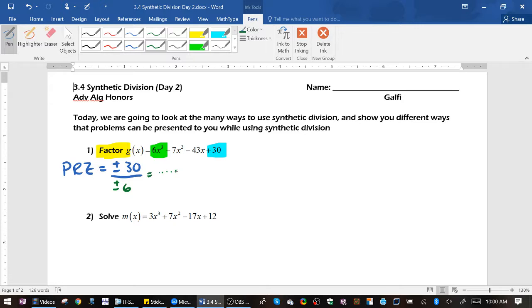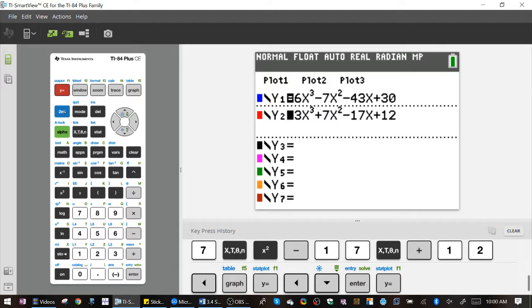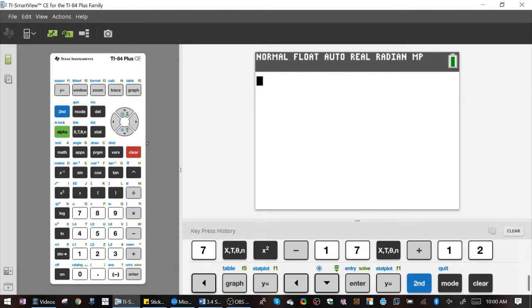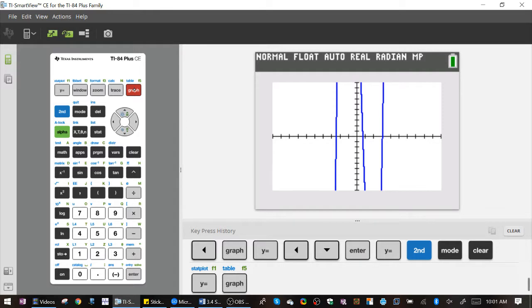So I'm going to show you just how to figure out one quickly if we give you the use of a calculator. So if you open up your calculator, we go to y equals, and we type in this graph. That's our equation that they gave us, 6x cubed minus 7x squared minus 43x plus 30. If we graph it, this is the graph I'm going to get.